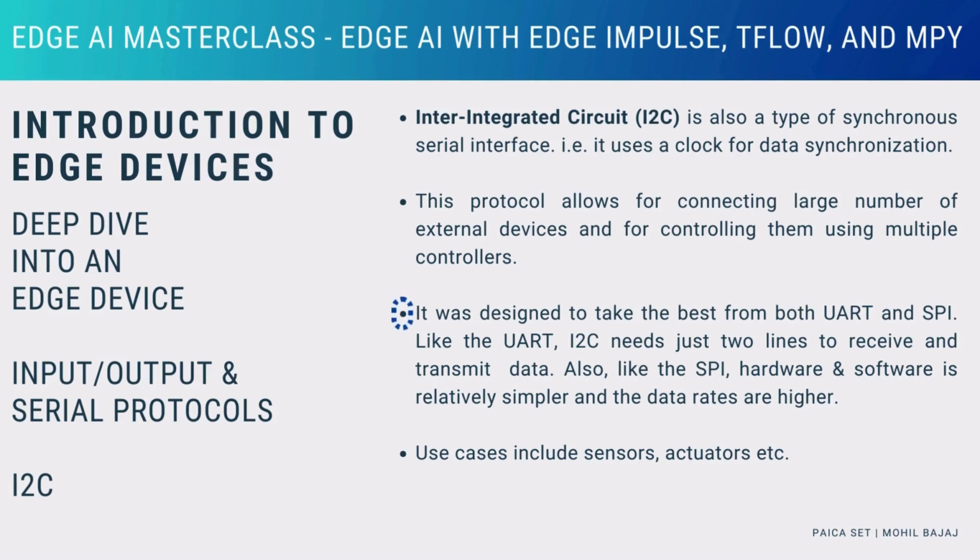Like the UART, I2C requires only 2 lines to send and receive data, making the hardware setup simpler and more cost-effective. Like the SPI, the I2C also has a simpler software setup along with a simpler hardware setup and high data transfer rates. While I2C offers great flexibility in its ability to connect to multiple devices over the same 2 wires, it can be slower compared to the SPI and slightly more complex in large networks as compared to the UART. Some popular applications of I2C are sensors and actuators.